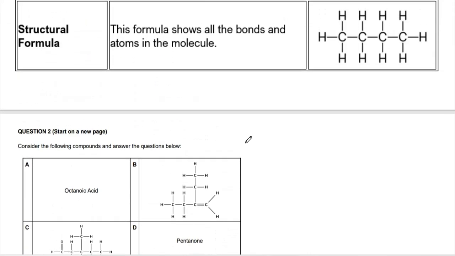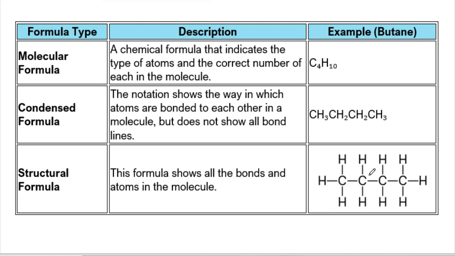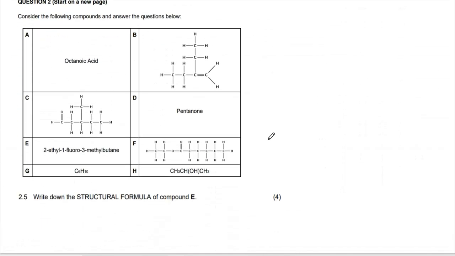I'm going to jump upwards again so you guys can see. That means they want this formula here at the bottom. They want to see all the bonds and they want to see everything complete. So a lot of grade 12s draw the wrong formula. Make sure you guys are drawing the right one. So if I can just draw your attention to number E.